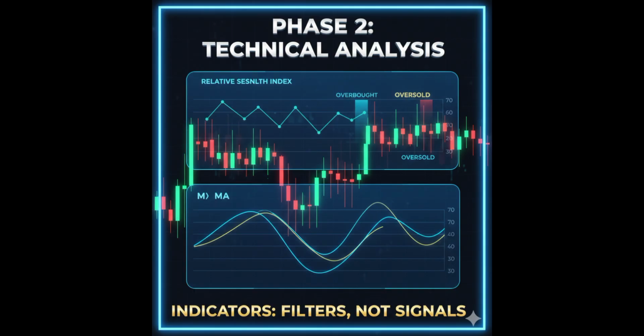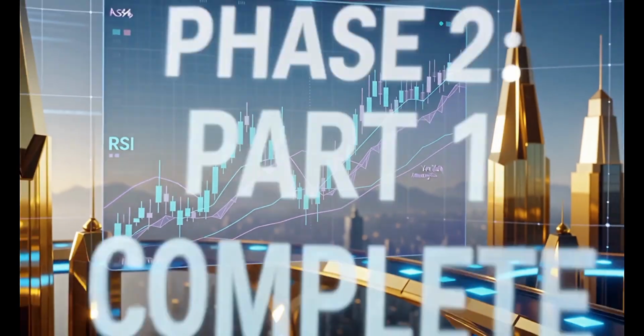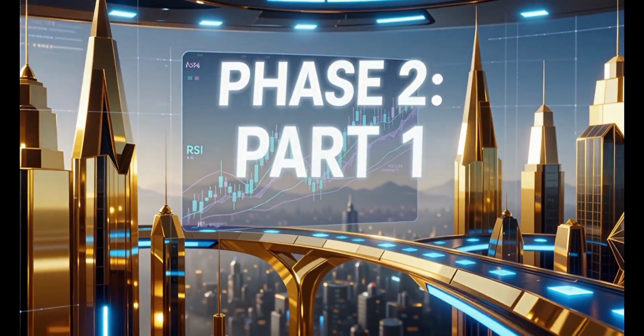Preparing for execution. You've now learned to see the invisible lines that govern the markets. You can read the momentum in the candles, the architecture in the structure, and the pressure in the zones. But knowledge without action is just a hobby. In Phase 3, we're going to take these visuals and turn them into a strategy. We're going to talk about entry triggers and risk management.